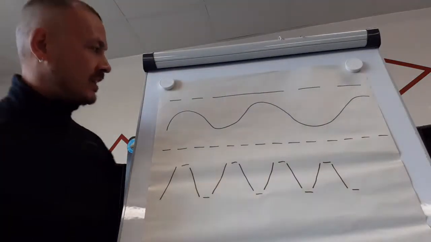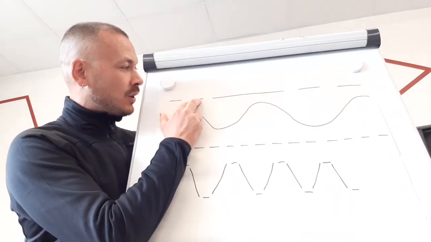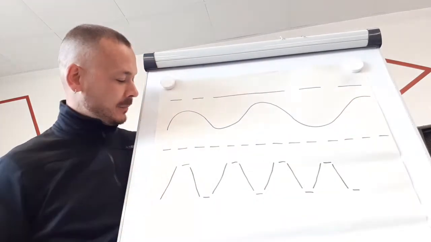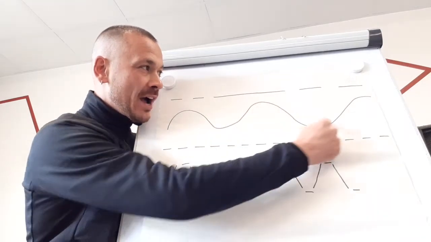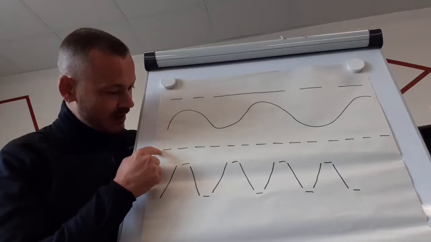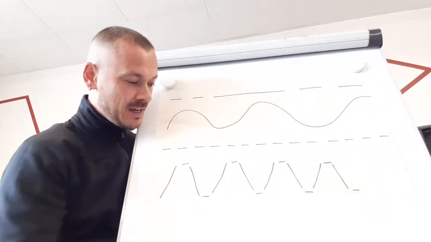So, what have I done? Let's have a look. Well, the first one, I've done a short line, a long line, a short line, and a short line, okay. Second one, I've done one long wavy line, okay. The third one is lots of little short lines that go right across the page, okay.